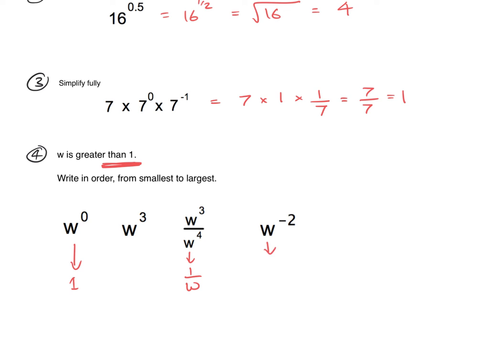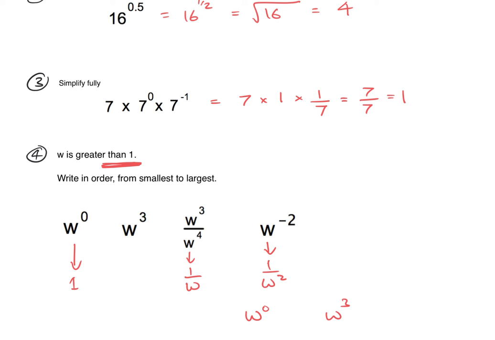And our last one here, w to the minus 2, is going to be 1 over w squared. Now if you look at this and you think it through, the largest one will be this. If we have a number greater than 1, when we cube it, it's going to be greater than 1. That's the only one of these four numbers that is greater than 1. So my largest value will be w cubed, so I'm going to write that on the right-hand side here. The second largest will be w to the 0, because it must be bigger than my two fractions.